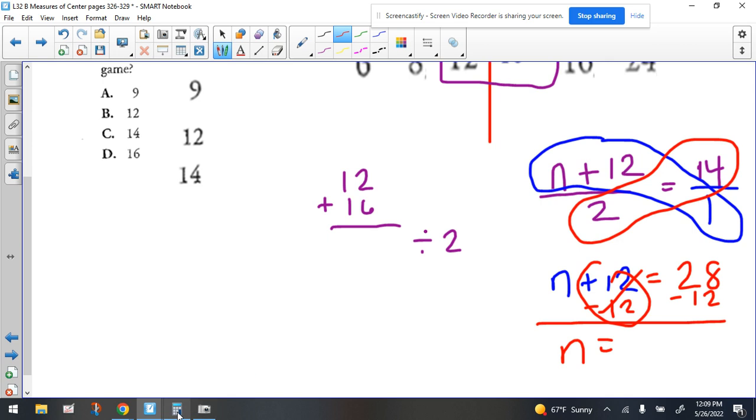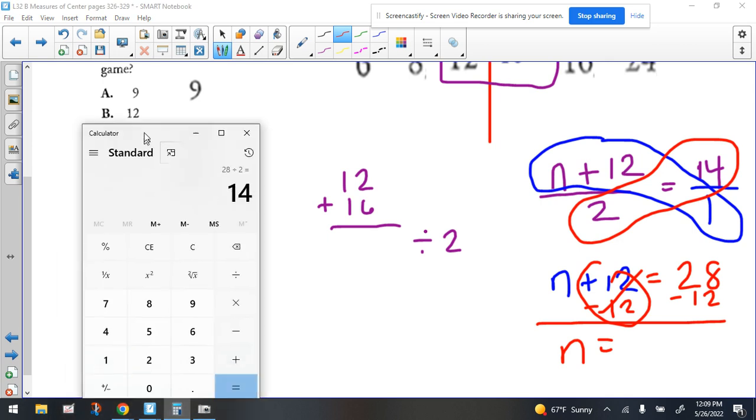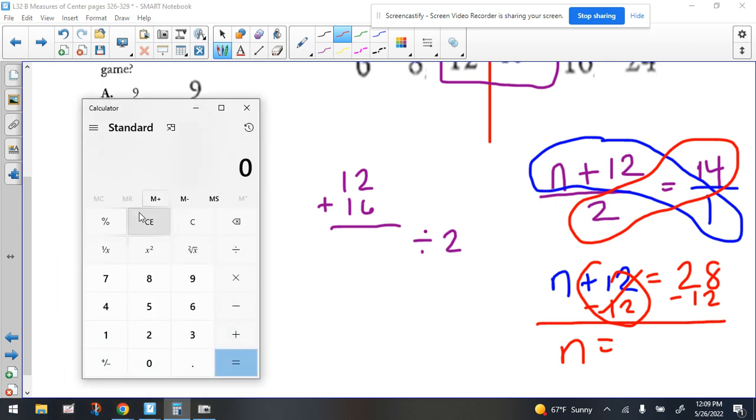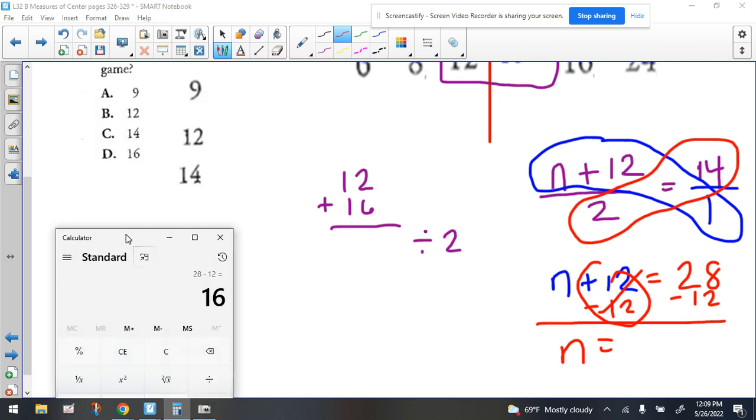And let's ask ourselves, what is 28 minus 12? 28 minus 12. And is that the number we picked before?